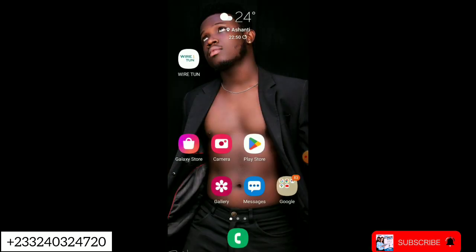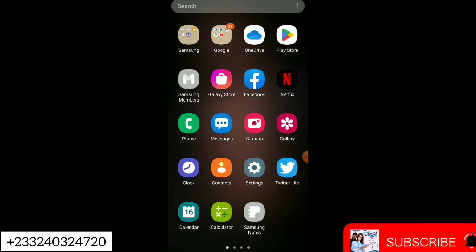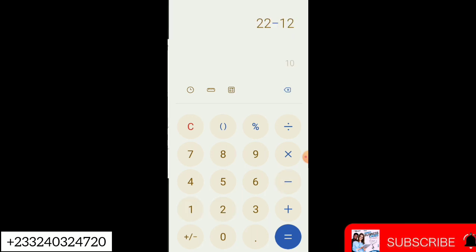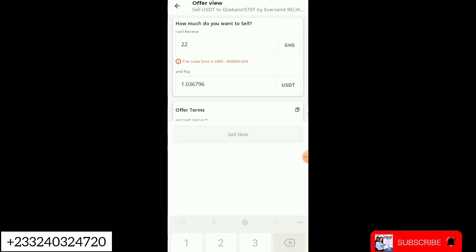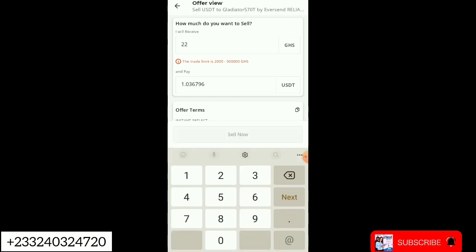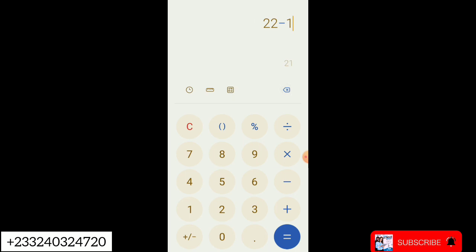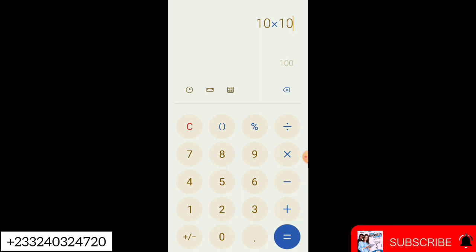So before you sell everything to this person, you have to do a calculation first to see that you're not running at a loss. So it will be 22 minus 12. That means I'm making 10 cedis from any trade. So if I do this trade with this person, I'm making an extra 10 cedis. Imagine I do this 10 times with this person. I'm making 100 cedis with just 12 cedis investment. Remember, I invested only 12 cedis.